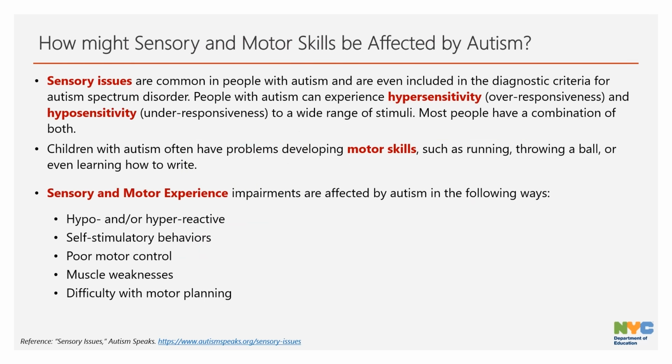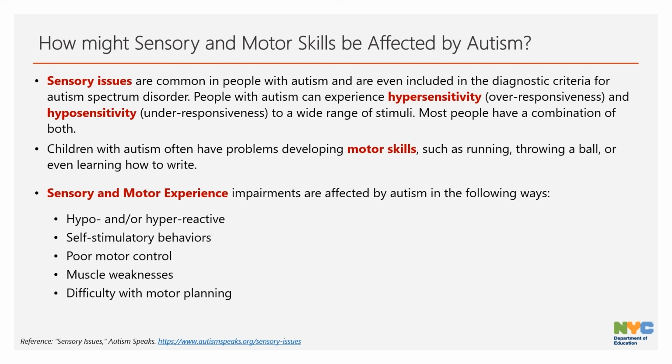How might sensory and motor skills be affected by autism? Sensory issues are common in people with autism and are even included in the diagnostic criteria for autism spectrum disorder. People with autism can experience hypersensitivity, over-responsiveness, and hyposensitivity, under-responsiveness, to a wide range of stimuli. Most people have a combination of both.